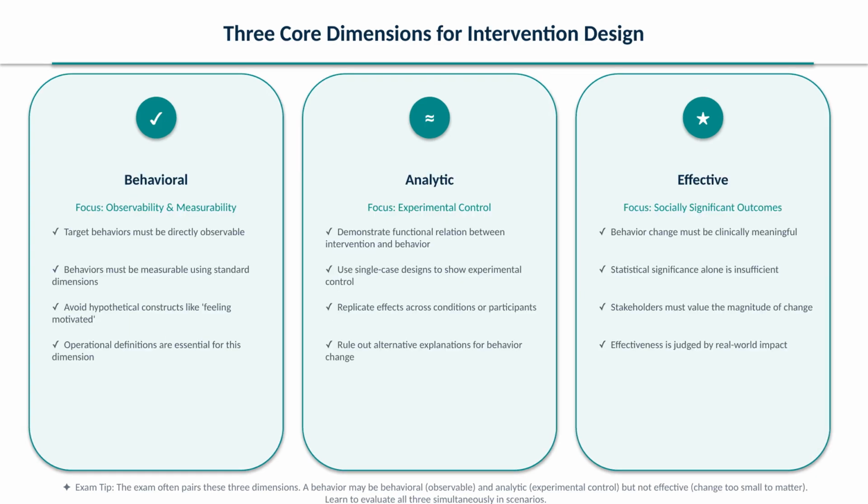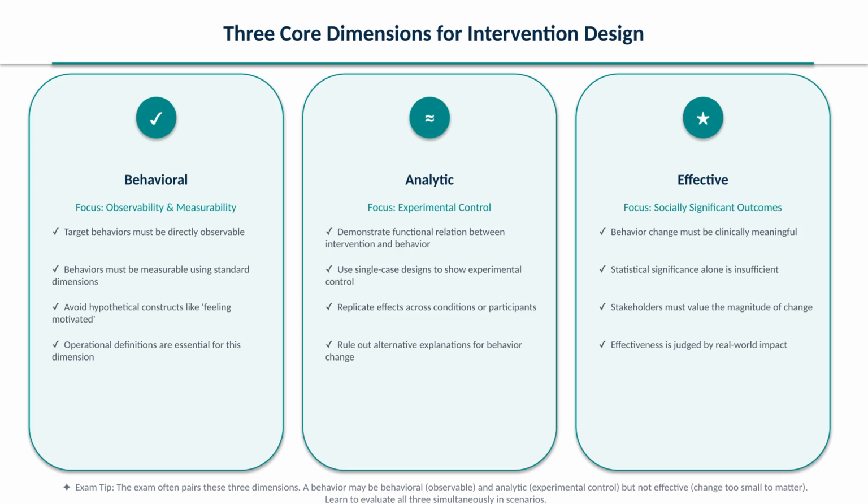Now, let's focus on 3 core dimensions that guide how we design interventions: behavioral, analytic, and effective. The behavioral dimension requires that target behaviors be directly observable and measurable using standard dimensions like rate or duration, so we avoid hypothetical constructs such as feeling motivated. This is why operational definitions are essential. They ensure everyone can agree on exactly what behavior we're addressing.